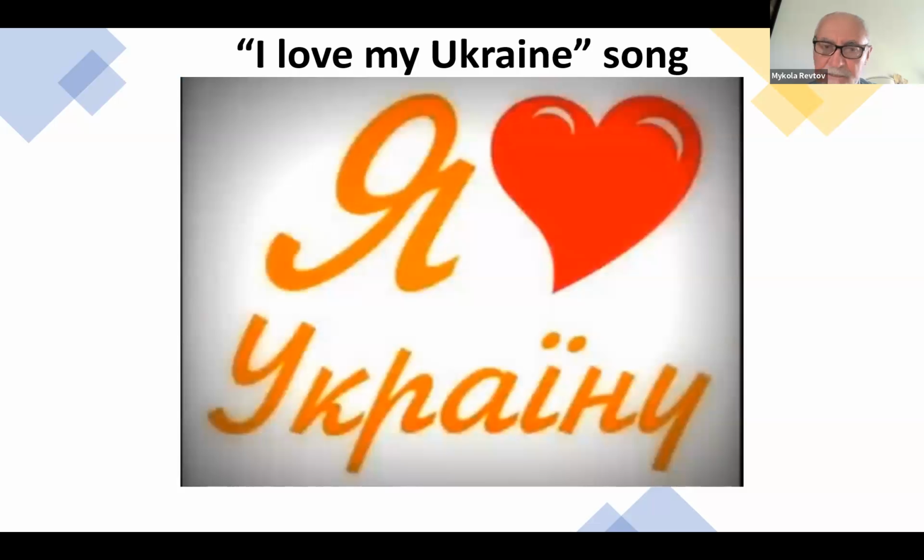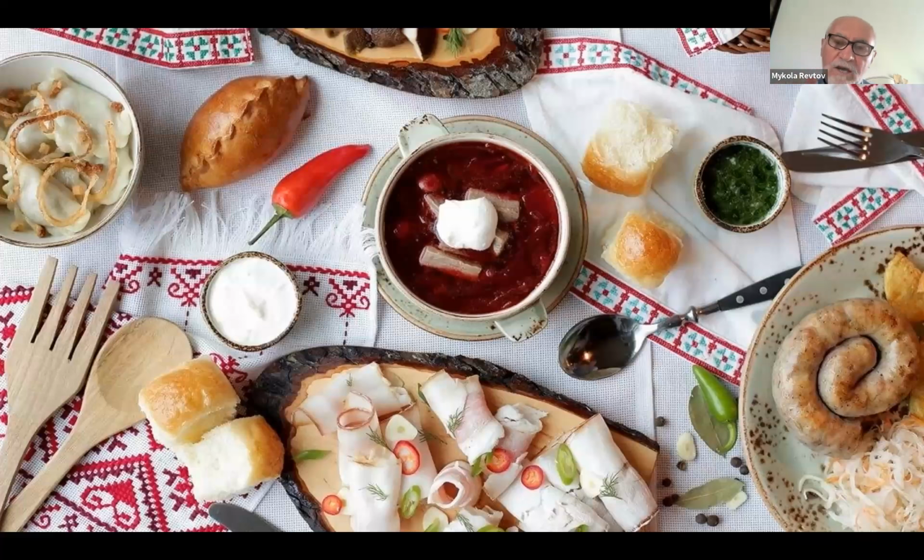I love my Ukraine. So, main dishes, friends, we have a lot, but four main dishes. Of course, the king of dishes is our special soup, borscht. You see in the middle, it's a red color. The color comes from beets, and it should be with sour cream and this bread. It's a borscht. The second, on the left, you can see a dumpling with potatoes inside. We love this dish. On the right side, homemade sausage.